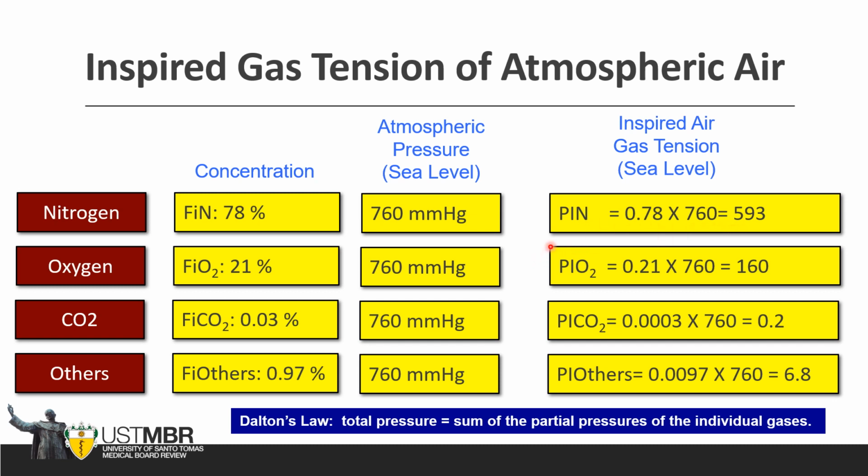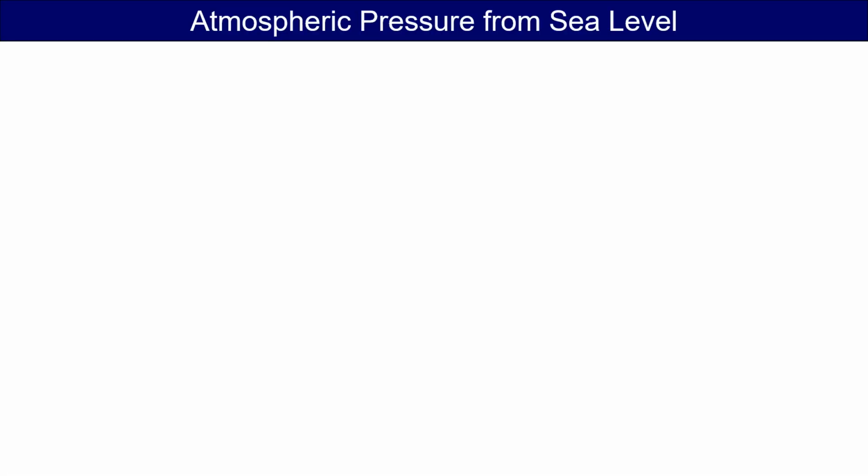So if we want to compute for the gas tension of oxygen in inspired air, or the PiO2, it's 21% times 760, and therefore the inspired air gas tension is 160. Now, if we add everything up, we come out with a total of 760. This is based on Dalton's law, which states that the total pressure is the sum of the partial pressure of the individual gases.